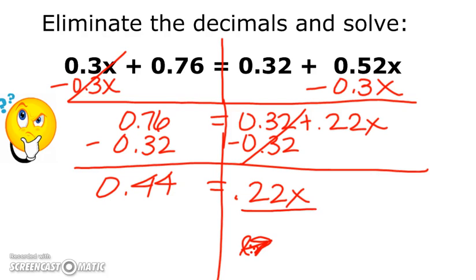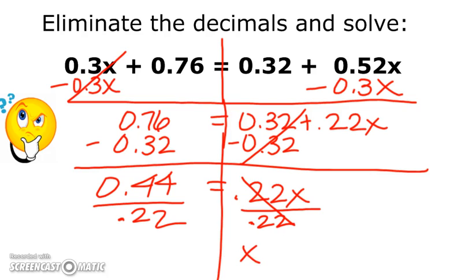All right, to get x by itself, you're going to divide by that coefficient on both sides. Those cancel, and you're left with x equals 2.